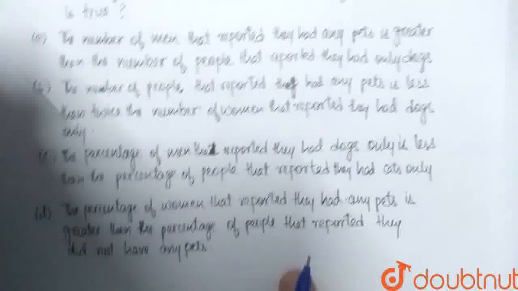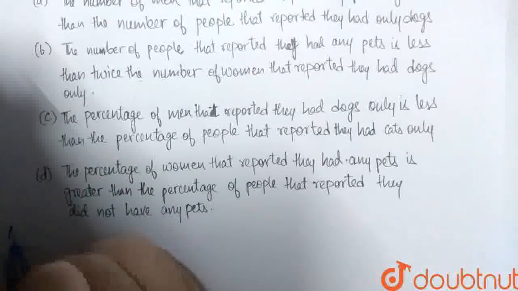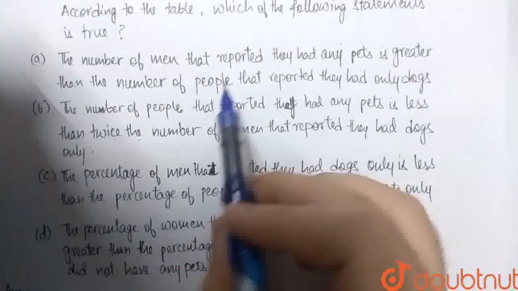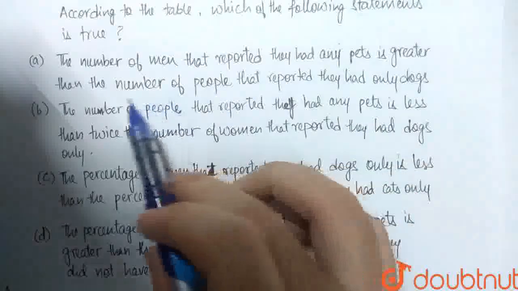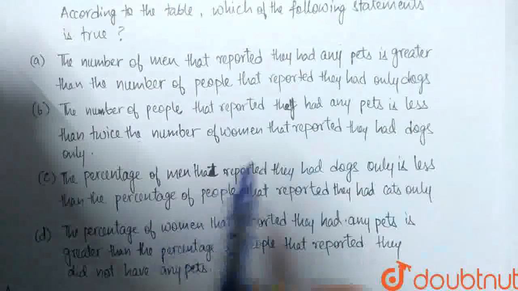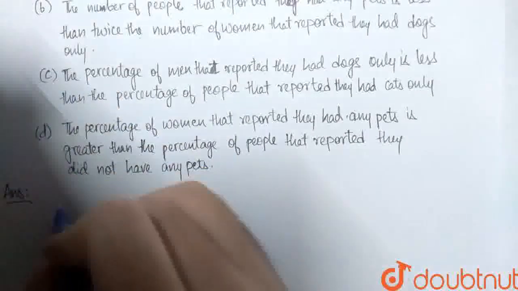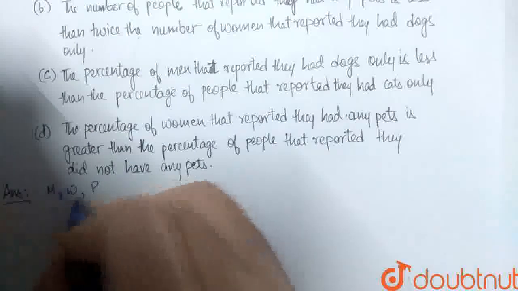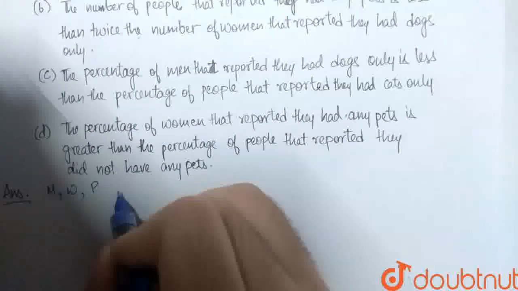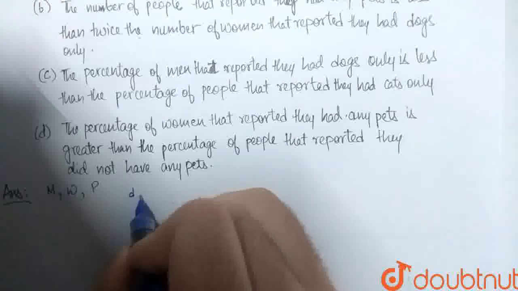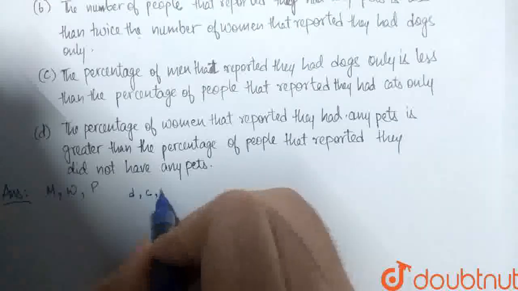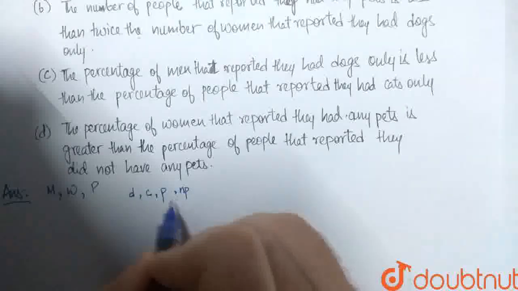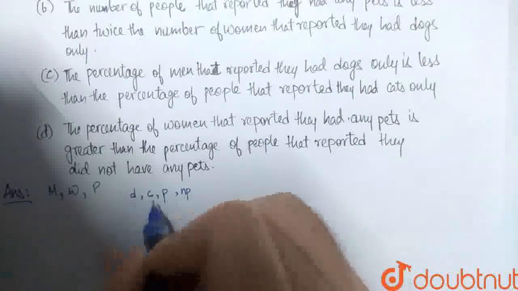Right, so what we'll do here is we'll check each and every statement as we read them. So the first statement is, the number of men that reported they had any pets is greater than the number of people that reported they had only dogs. So we have three categories here: men, women and people, which refers to both men and women, right? And we have subscript categories, which are dogs, cats, pets, which includes both, and no pets, which means neither dogs nor cats, right?